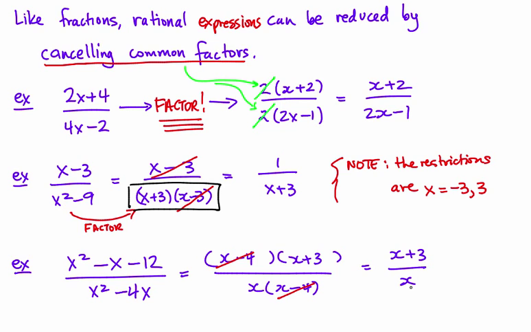The x's cannot cancel because we can only cancel common factors, and factors are things that are multiplied together. So I could cancel this whole piece with this whole piece because they're multiplied. But these are added and subtracted, so I cannot cancel those.